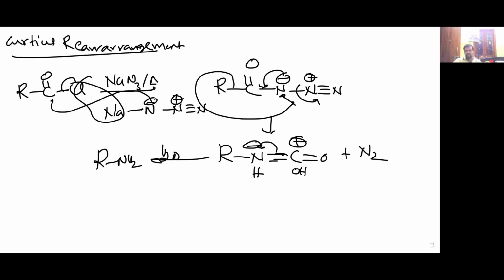The next rearrangement. All these are most important named reactions for IIT JEE, but these reactions are not there in the NEET exam. Only Hofmann bromamide is there. Okay. So the next reaction is the Lossen rearrangement. What is that Lossen rearrangement?